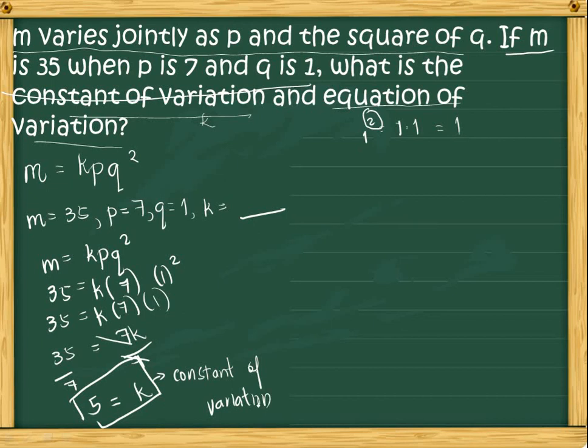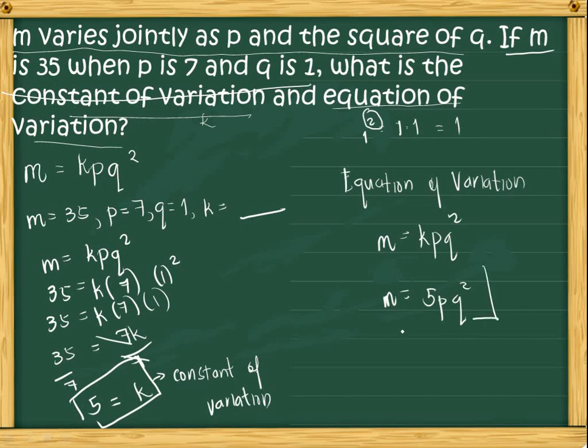Next, what will be the equation of variation? Ang gagawin mo lang, we just get the equation. M is equal to K P Q squared. And substitute the value of K. We have M is equal to the value of K, which is 5, P Q squared. M is equal to 5 P Q squared is what we call the equation of variation.